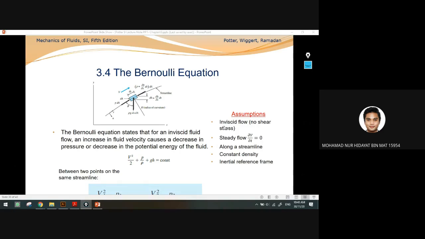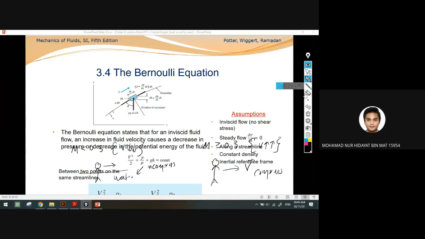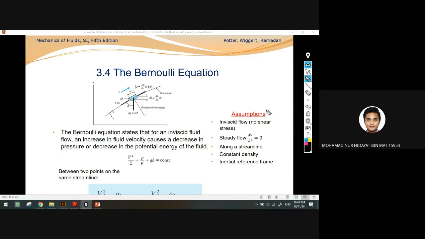There is no viscosity, or viscosity is insignificant. So viscosity refers to no shear stress. And the flow is steady. I think I want to explain a little bit about the shear stress. For example, this is the fluid. The fluid goes layer by layer. This is layer 1, this is layer 2, layer 3. This is the surface.